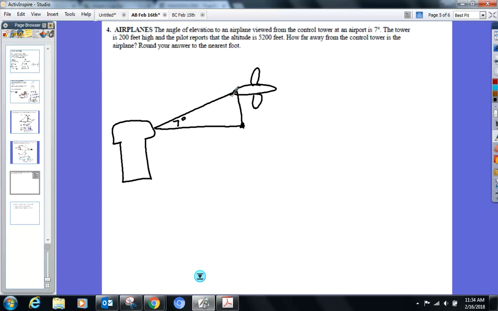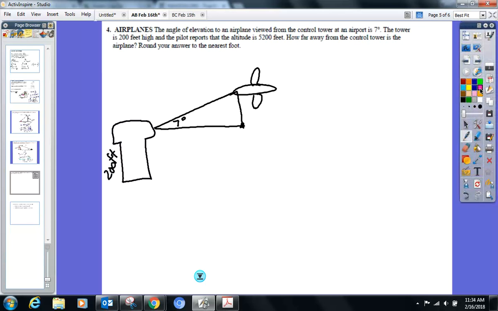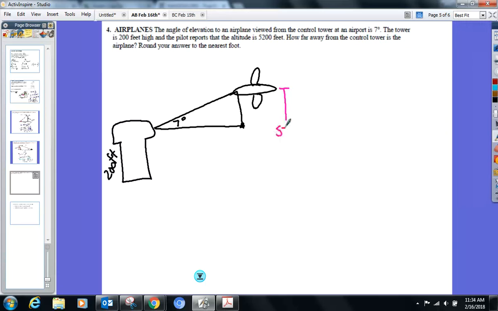What else am I given? The tower is 200 feet high. Got it. And the pilot reports that altitude. Now, altitude is from ground to plane. So from the ground to the plane is 5,200 feet. All right, from ground to plane is your altitude, 5,200.